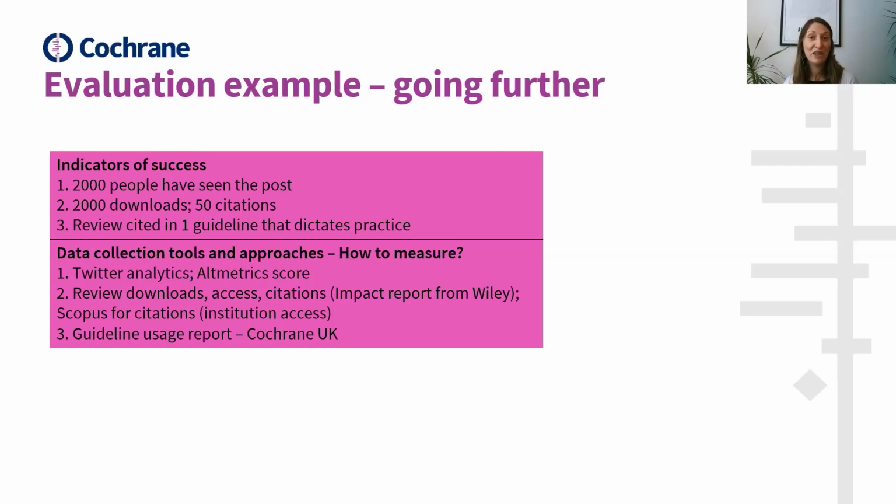But it's very unrealistic to expect the same happening for your medium-term goal and long-term goal, right? So it's completely fine if you determine a bit more realistic, longer timeline. You can say, okay, I received the 2,000 downloads or 50 citations within the next year, within the next year and a half. And about the guideline, you can say within 1 or 2 years, our review is cited in a very important guideline. So it's good to keep in mind that different timelines will apply to your different outcomes, and that's completely fine.